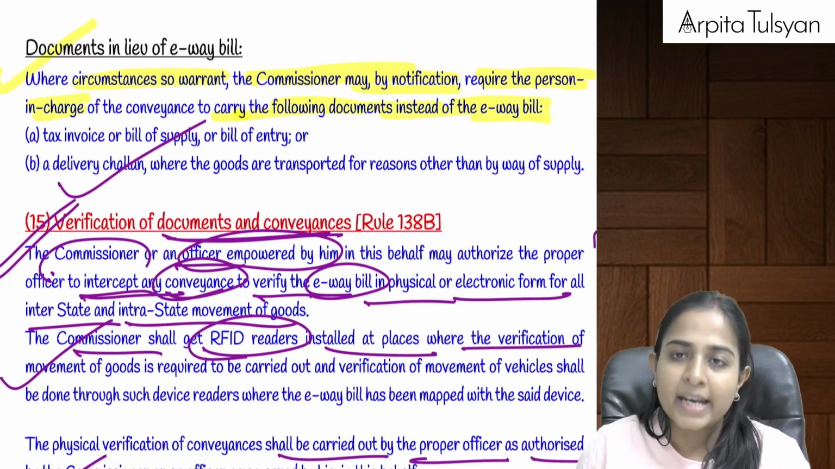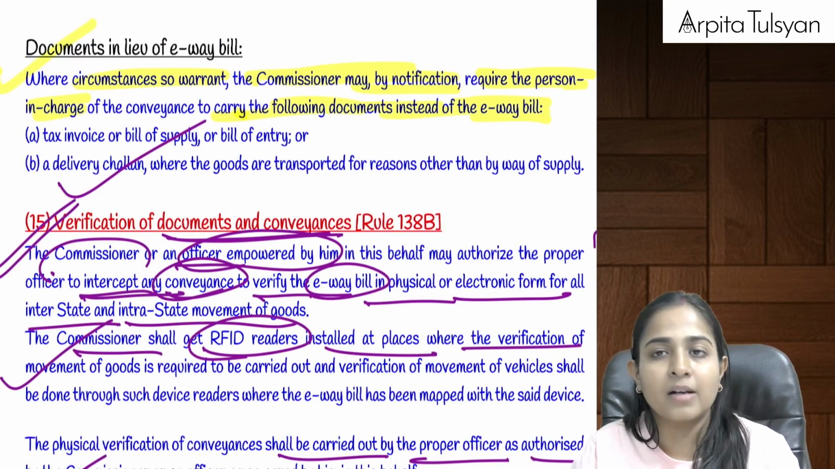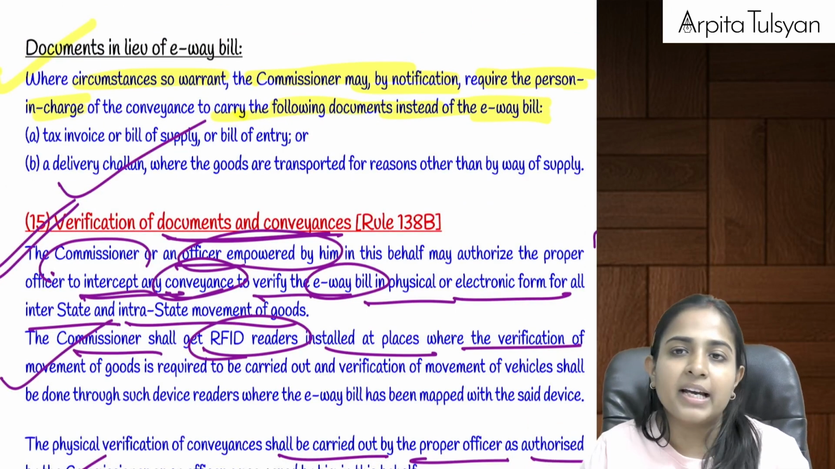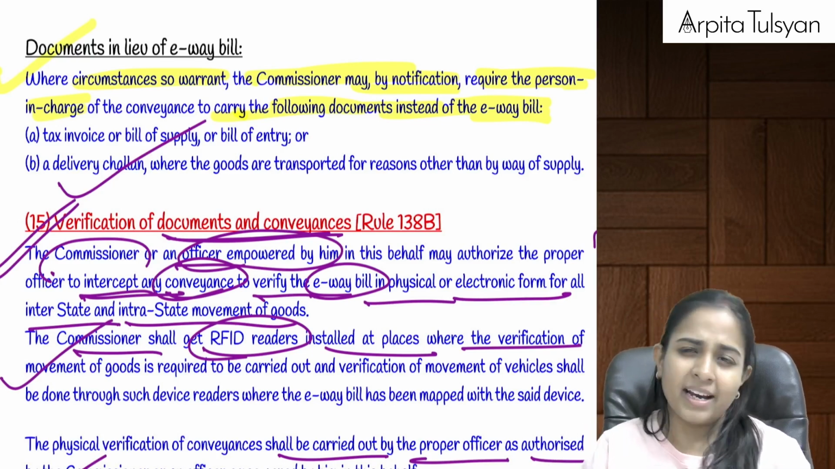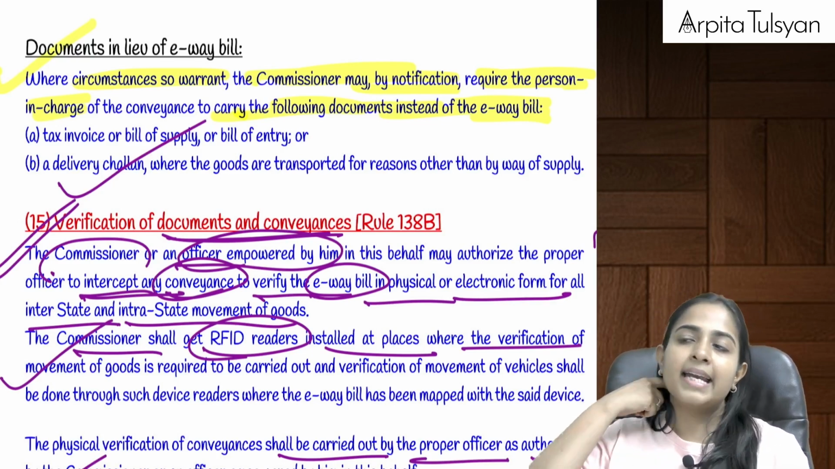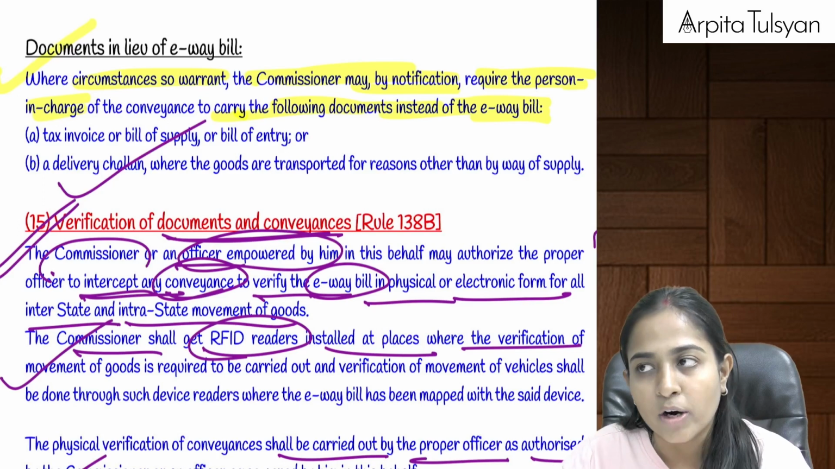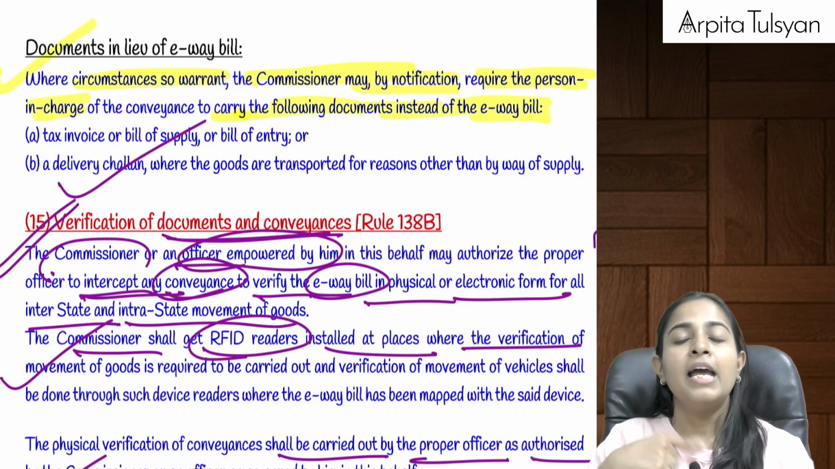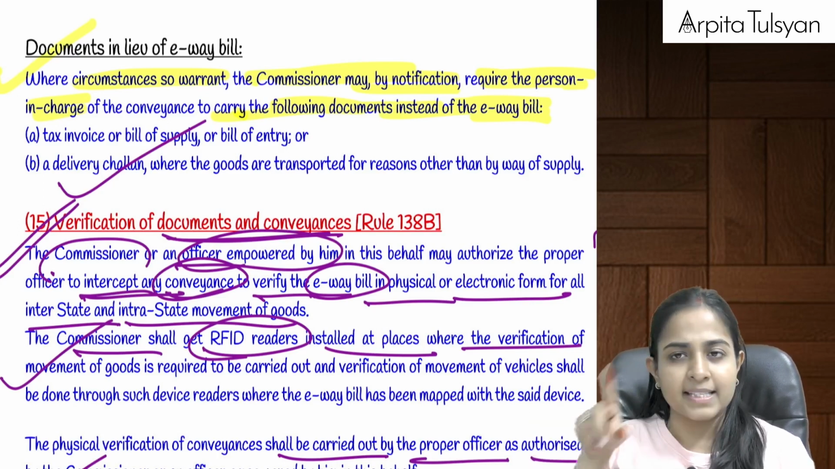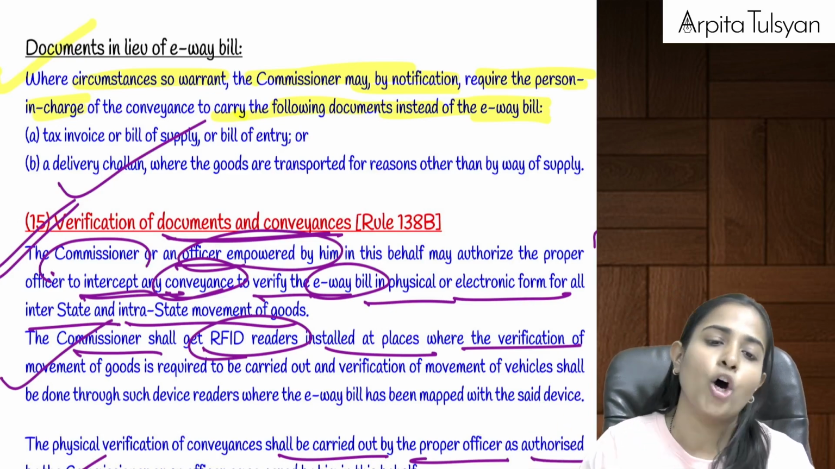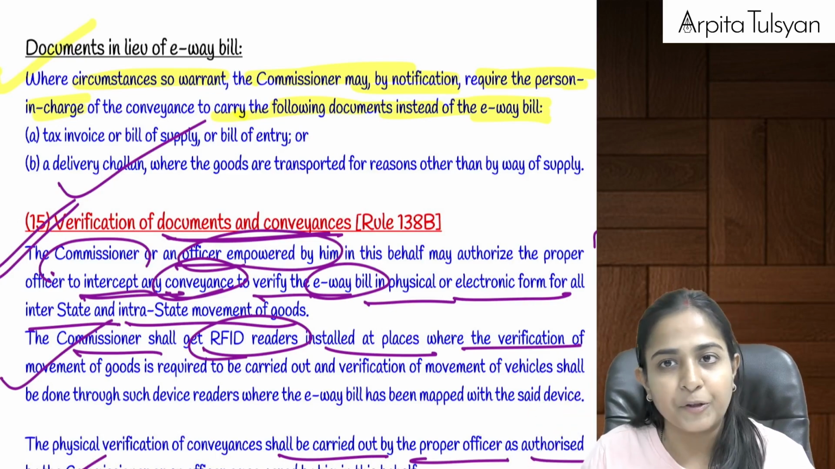Then the next point: sometimes the commissioner can notify that in so and so cases, or for so and so classes of transporters, even if they are not carrying the e-way bill, it is okay. Exemptions can be provided, that even if you are not carrying the e-way bill, that is okay, but instead of the e-way bill you are required to carry the copy of the tax invoice, or bill of supply, or the delivery challan along with you. Right?